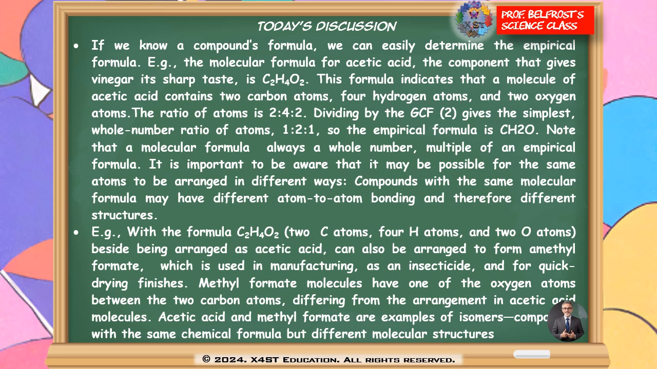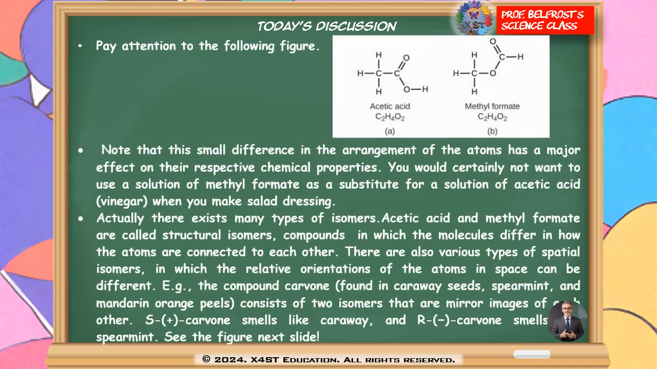Let's see. Pay attention to the following figure. You can see, right? The arrangement is a little different, and it causes a significant difference in the properties actually. So please pay attention. Chemistry is not that easy for you. Sometimes it's unpredictable. Even a little change can cause a huge change in the real properties.